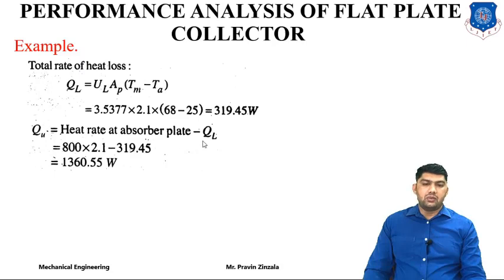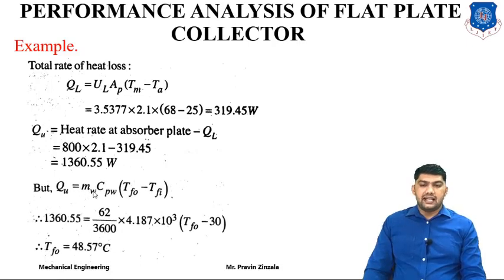Heat rate at the absorber plate: total heat is equal to the heat gained by the solar collector minus the heat losses. So we get the total energy. This is the heat absorbed, given, and this is the area, minus the total heat loss, which we also calculate. So the total heat gained by the collector is equal to 1365055 watt.